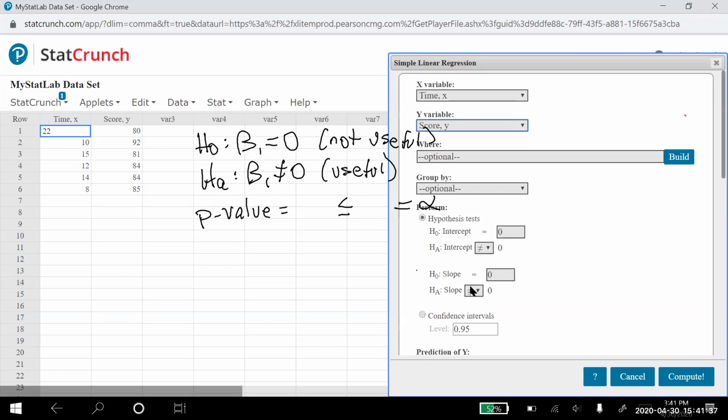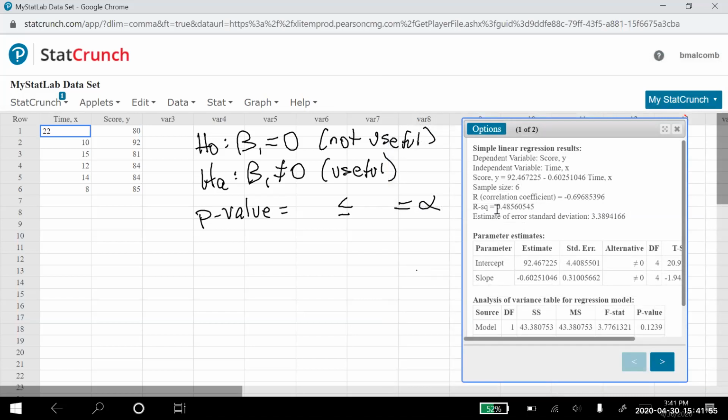We could change that. We're never going to change it. We just want to see if it's useful. We don't care if it's just specifically a downward slope or an upward slope. We just want to know if it's not 0. Because if it's not 0, it's useful. And again, that's all I do. It's already checked for us. I just click on compute.